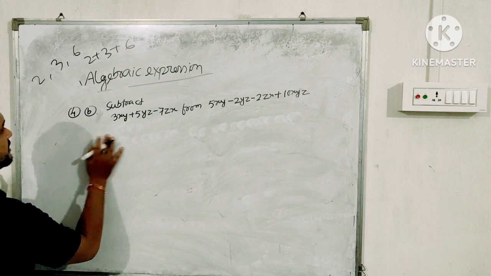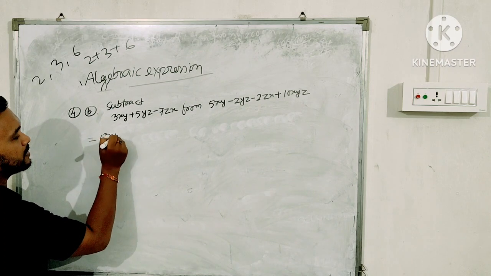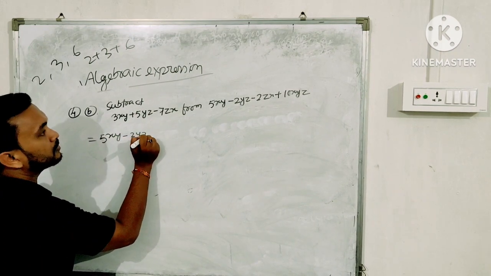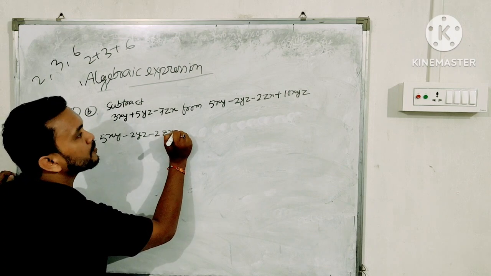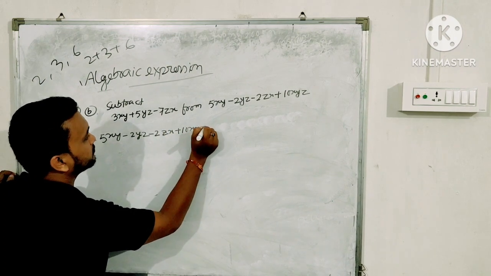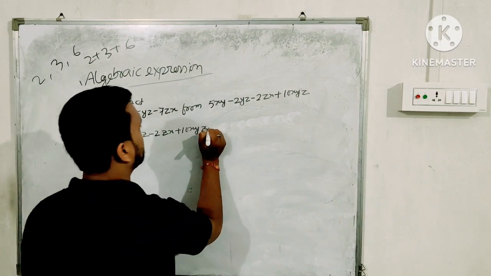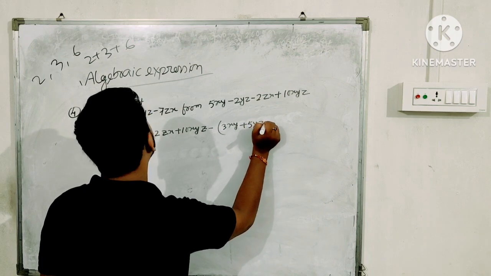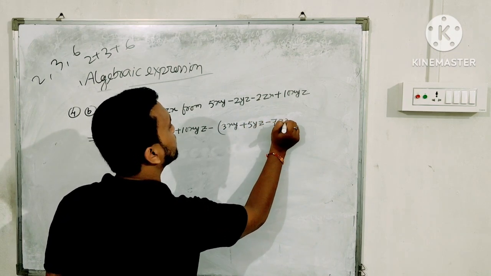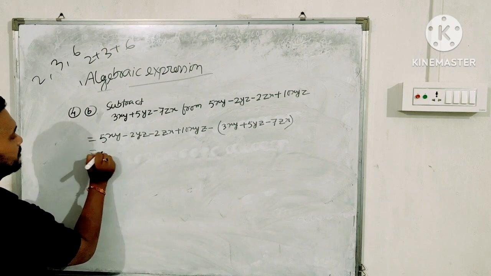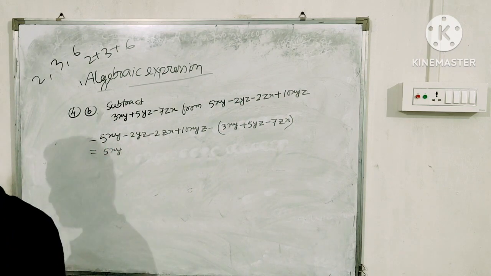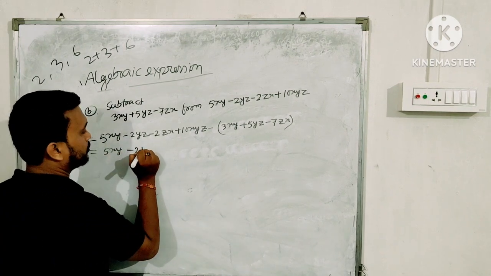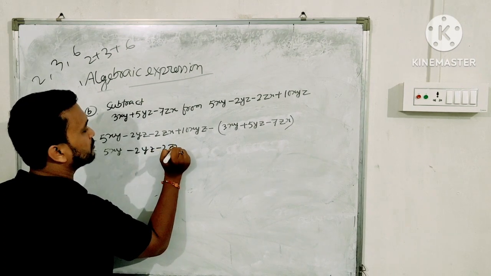The from expression should be written before. So 5xy minus 2yz minus 2zx plus 10xyz, minus 3xy plus 5yz 7zx.